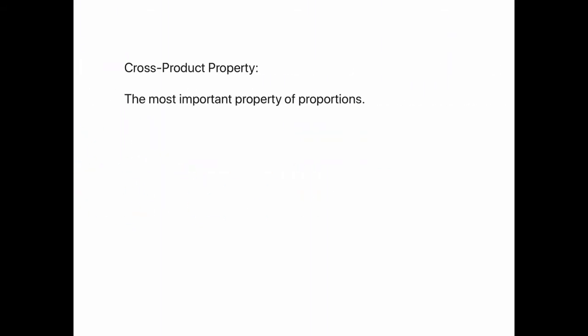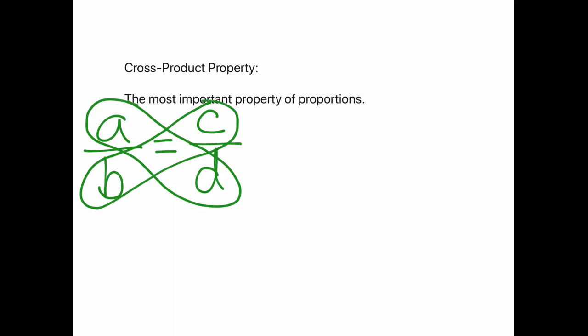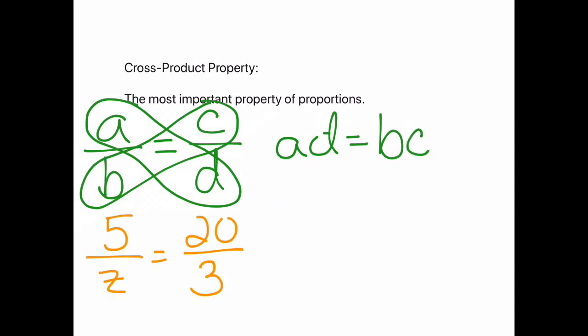The properties of proportions are what we're going to talk about next, and the most important property is called the cross product property. So if you have a proportion, one ratio equal to another ratio, the cross product property says that if you multiply the information that's across from each other, like an x, you'll be able to get another equation. So what you end up with is a times d is equal to b times c. You see this in your homework here in the yellow.